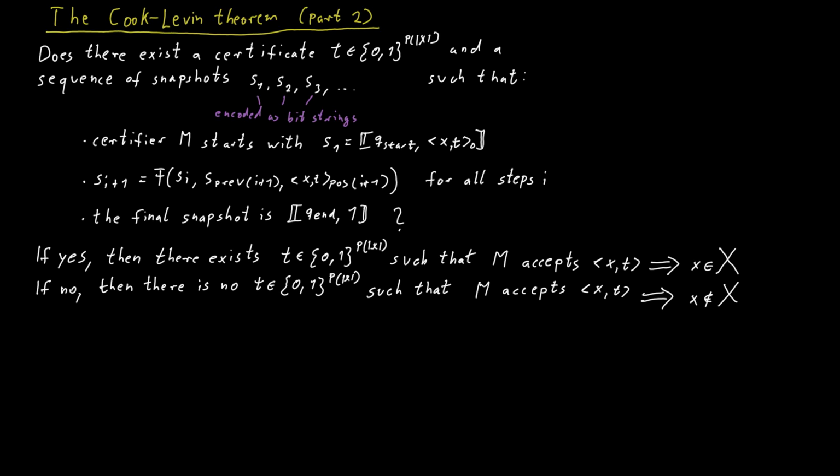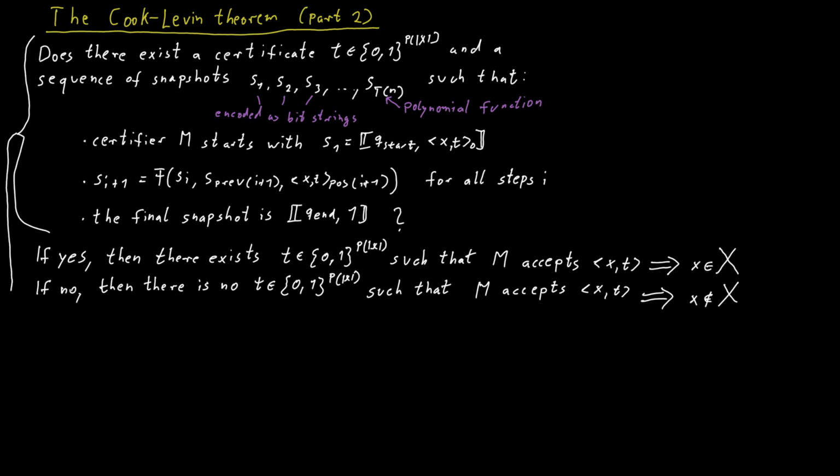One thing we still have to think about is how many of those snapshots we need. So how long does it take for us to reach this terminating end state? We know that the certifier machine runs in polynomial time. So there is a polynomial function t such that the machine runs for at most t of n many steps, where n is the size of the input. And therefore, this is how many snapshots we need at most. So this is the idea.